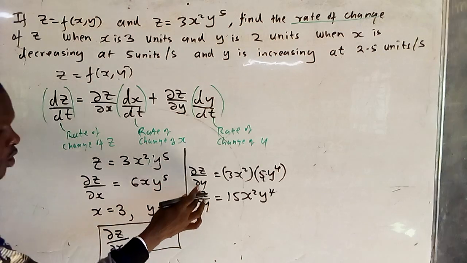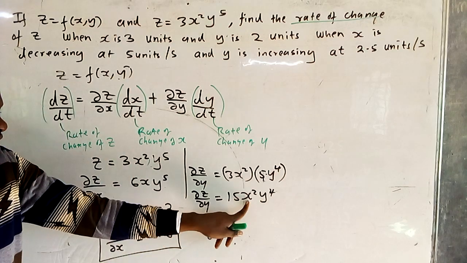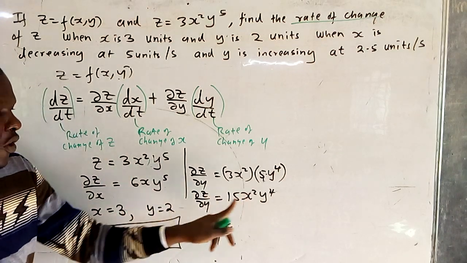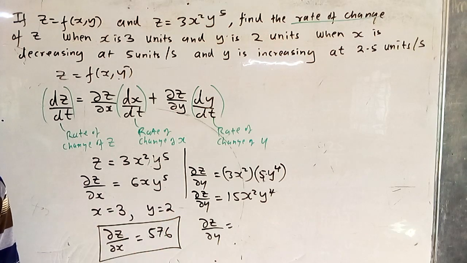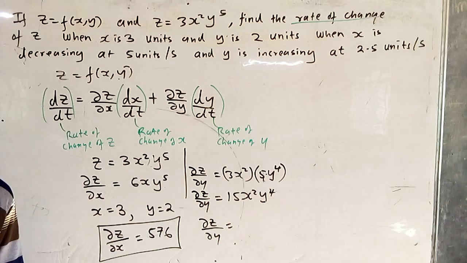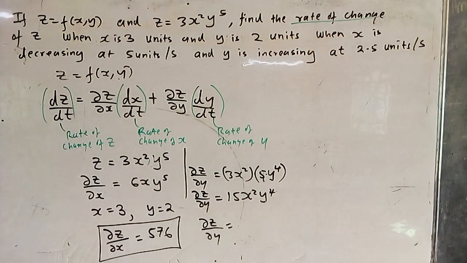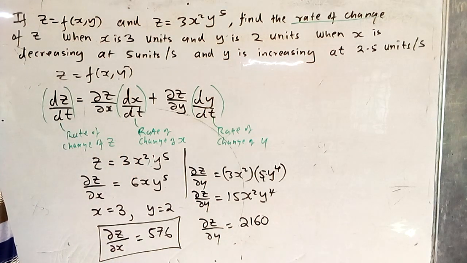Go to the next one. What is this? If you differentiate z partial with respect to y, where there is x, put the value of x to be 3. Where there is y, put the value of y to be 2. What do you get? This is 15 times 9 times 16. What do you have? 2,160. So we found that.